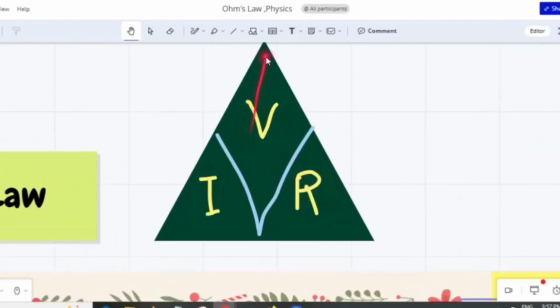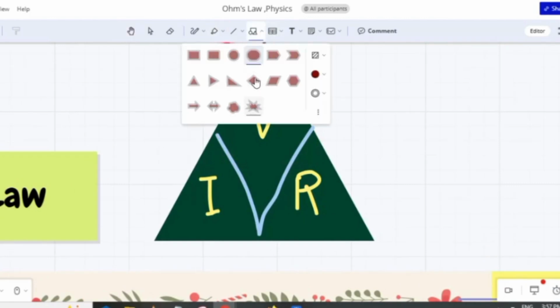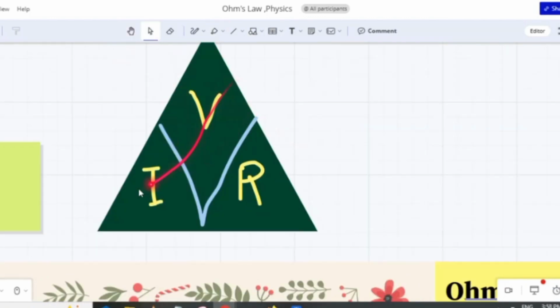We can simply remember this triangle formula: put all three terms on the three sides of the triangle. If you have to find out voltage, cover voltage, and you are given current and resistance, you can simply remove the quantity which you have to find out, and you can rearrange the formula.